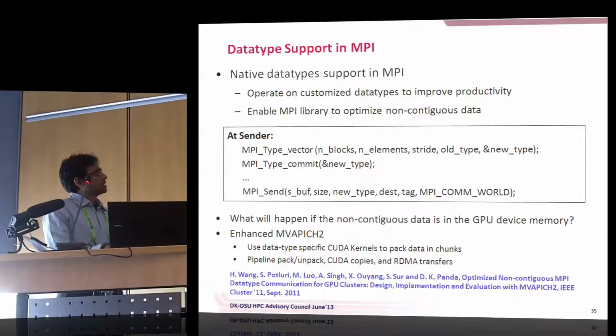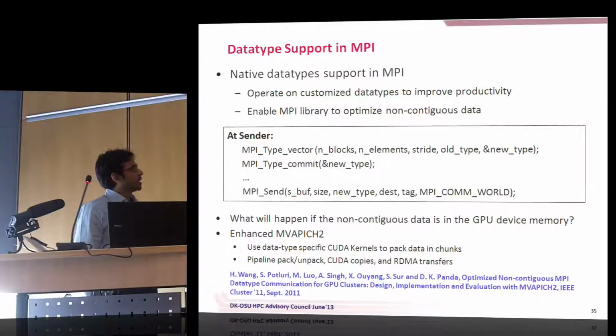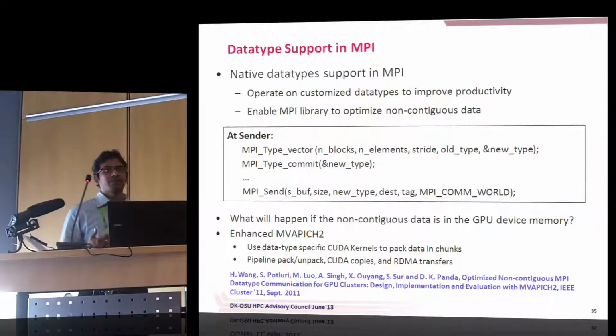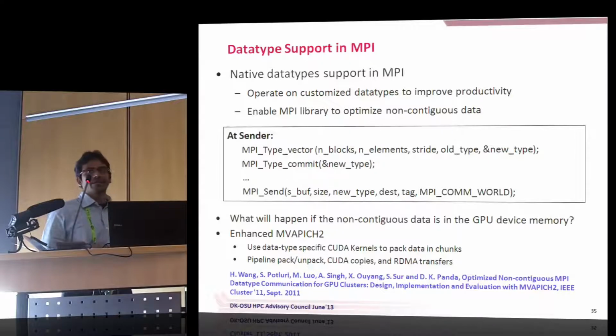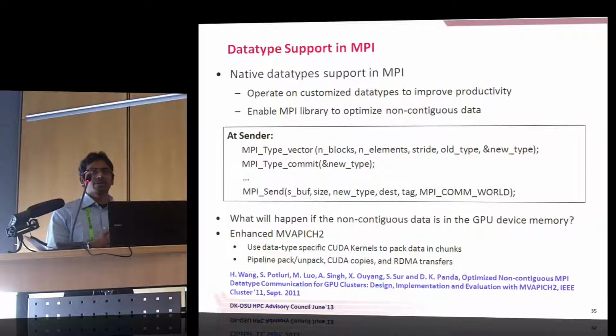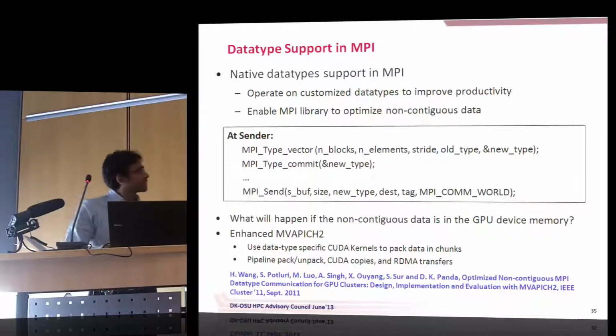So these are basically the typical calls that are used for MPI data type-based communication in applications. The user creates a particular data type to represent non-contiguous data, and then uses MPI send, receive, or any other communication calls to transfer this data. What we have done in MVAPICH2 is to optimize the processing of these non-contiguous data in GPU memory. We use CUDA kernels to pack this data before we transfer it over the network. At the same time, we pipeline the packing and the data movement to achieve even better performance.